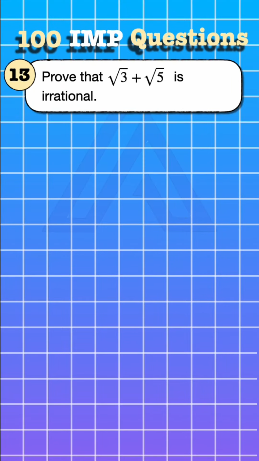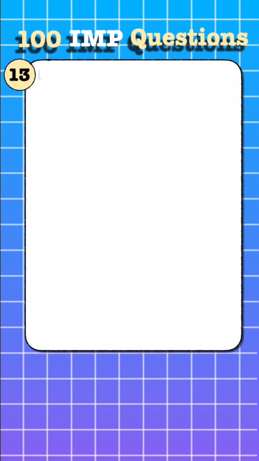Let's start 100 question series. Question number 13. Prove that root 3 plus root 5 is irrational. This is the second type of question you can get. Let's start. So first of all, we will assume that root 3 plus root 5 is rational.